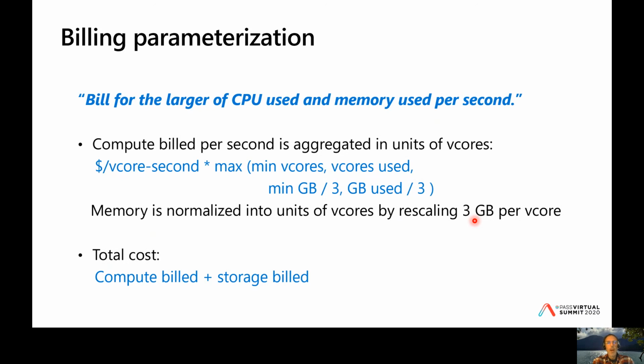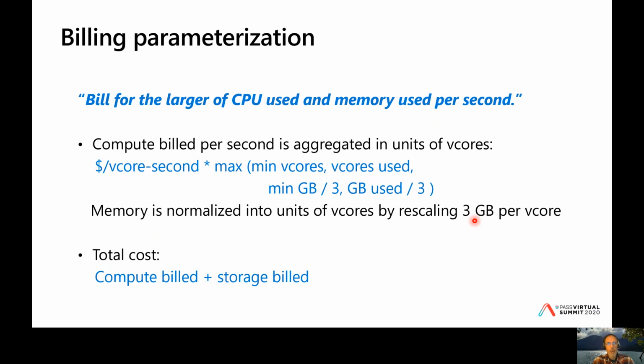And so therefore memory becomes the resource that's billed for that 1 second time. And then in the next second, that calculation is repeated, and it could very well be that CPU becomes the dominant cost factor. And so each of those vCore seconds that are measured can then be added up to come up with a total number of vCore seconds. And that's what determines the compute bill.